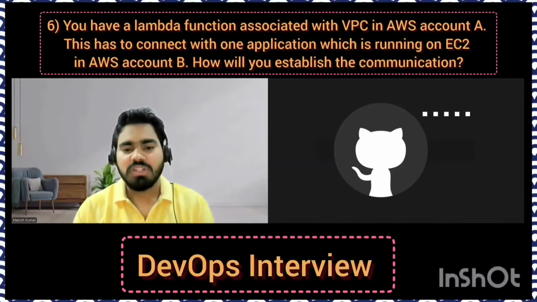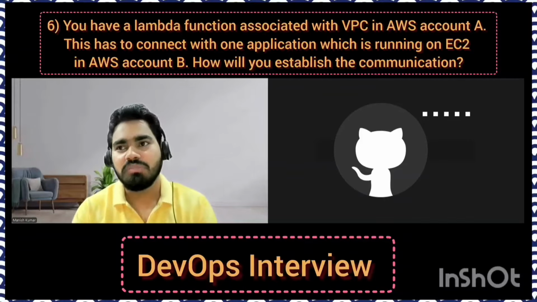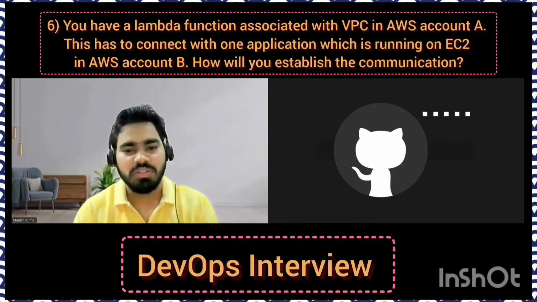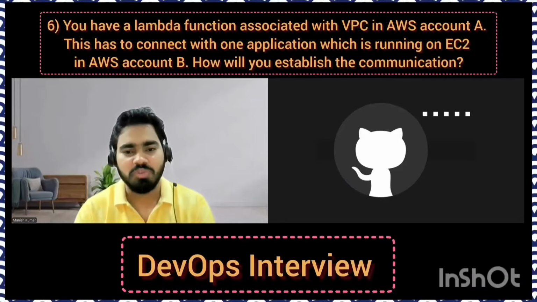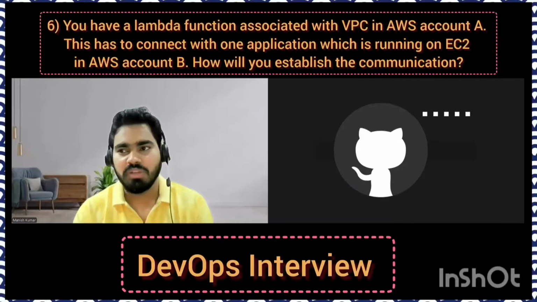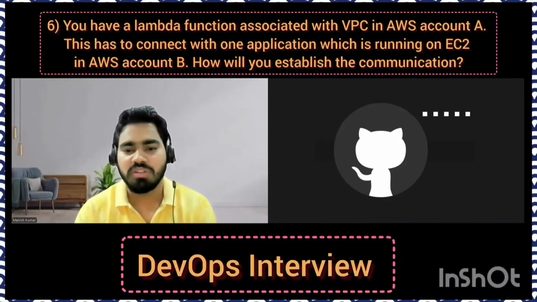So this Lambda function needs to communicate with the application which is running on an EC2, which is in a second AWS account. I have an AWS account A where my Lambda function is running, which has some code, correct? It's executing that code. Now this Lambda function has to connect with the application which is running on EC2. This EC2 is in AWS account B. So how will you set up this different AWS account communication for the resources?